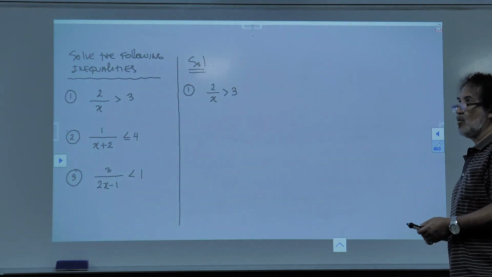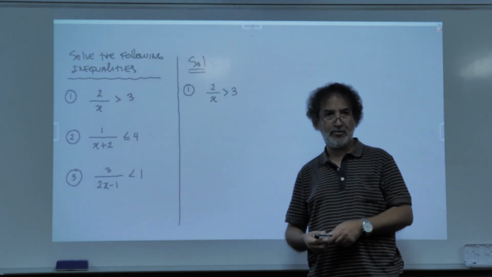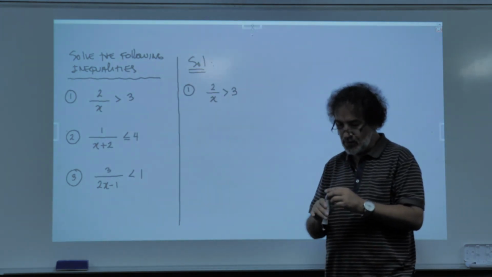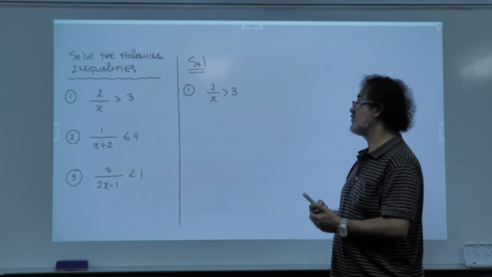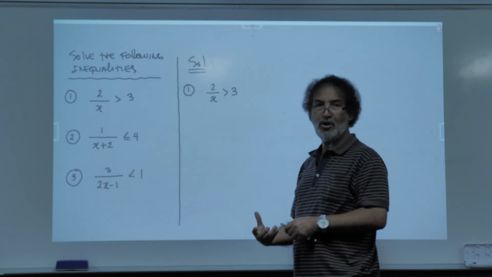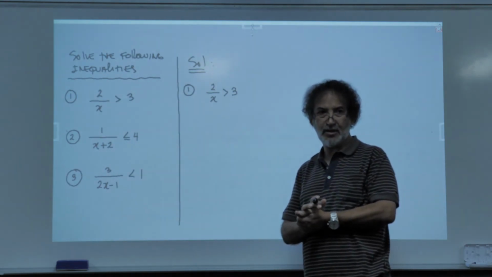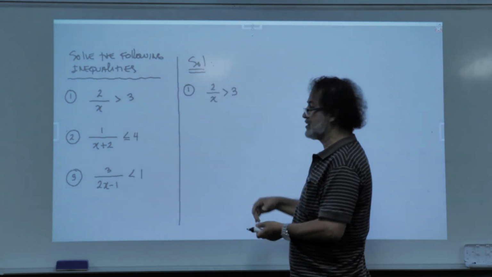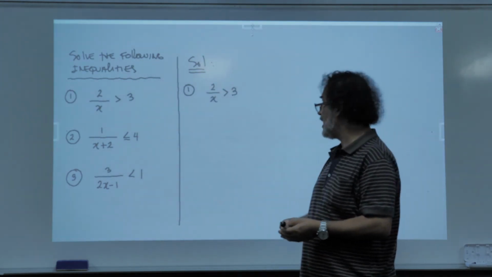Okay, what we always do when we have a fraction is to get rid of it. And that is what we have been doing all the time. So if you have a fraction, that is what we really want to do. To get rid of the fraction, all we do is multiply by the denominator. And if you have more than one fraction, then you find the lowest common denominator, and then you do that.